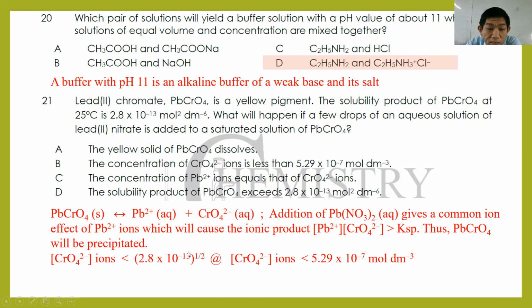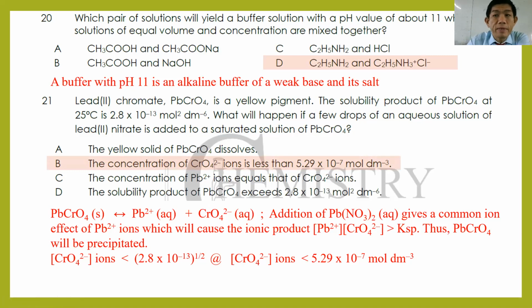Okay, so in this case, the concentration of the chromate ion is compared to the concentration of the lead(II) nitrate added to the solution. Once you get the mathematical work done here, you get the square root of 2.8 times 10 power negative 13, you get 5.29 times 10 power negative 7, which is far greater than the concentration of the chromate ion. So that is why here the concentration of CrO4 is lesser than 5.29 times 10 power negative 7.